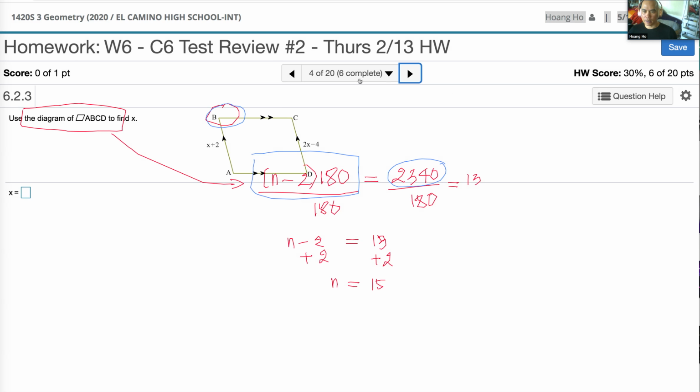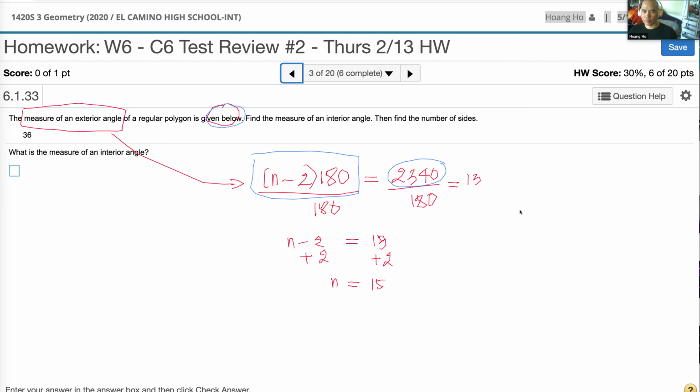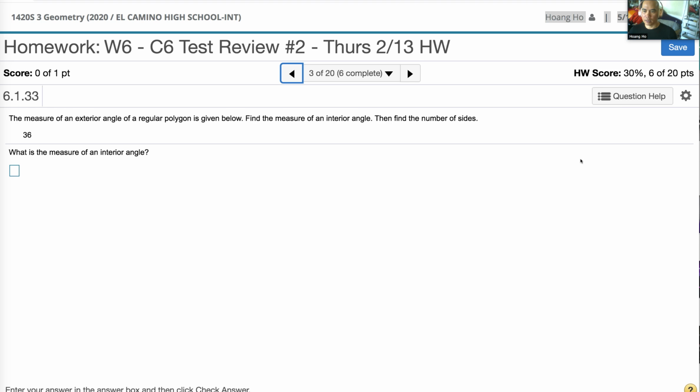Question number 3. Let's clear this. The measure of an exterior angle of a regular polygon is given below. Find the measure of an interior angle and find the number of sides. One thing you need to remember is that the measure of the interior angle and the exterior angle are supplementary. So let's draw a picture over here.